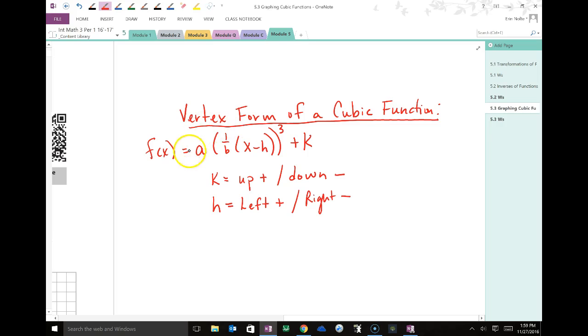Now if you're looking at the two numbers that are in the front, we did work with these a little bit. We didn't work with the b as much, but we did a little bit when we were working with the transformations of functions. So let's see if you can remember. The a does what? How does that affect the function? The a is your vertical stretch or compression.